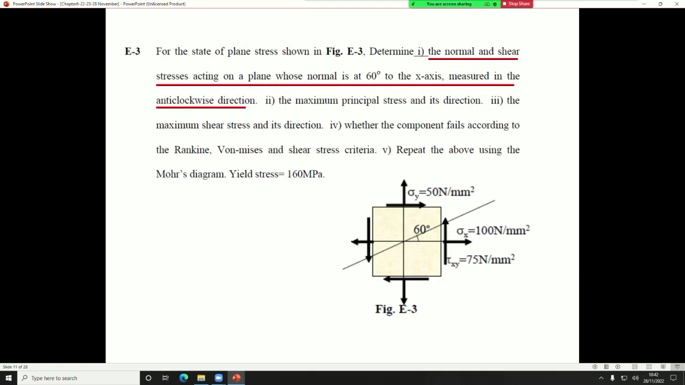You've got an element selected by inspection from a component which is subject to combined loading. The case is plane stress. It's subject to a normal stress of 100 megapascal in the x direction, a normal stress of 50 megapascal in the y direction, and a shear stress of 75 megapascals. So the problem is asking us to find the normal and shear stresses acting on a plane whose normal makes an angle of 60 degrees with the x-axis. Another way of saying it is like this element is rotated for 60 degrees. Either I say the normal makes an angle of 60 with the x-axis in the anticlockwise direction, or if you want to imagine it, this little point within a loaded structure is rotated for 60 degrees. So our objective is to find Sn and S theta.